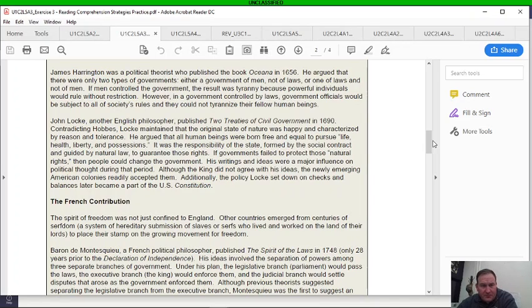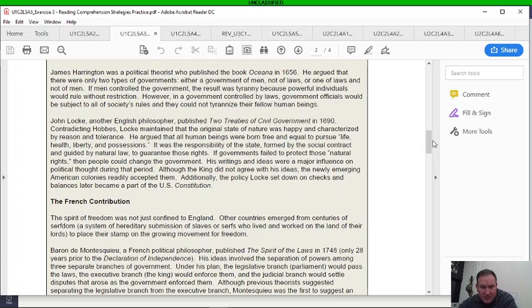John Locke, another English philosopher, published Two Treatises of Civil Government in 1690. Contradicting Hobbes, Locke maintained that the original state of nature was happy and characterized by reason and tolerance. He argued that all human beings were born free and equal to pursue life, health, liberty, and possessions. Sound familiar, guys? Might be able to make a relationship here if we were to use the question and answer relationships piece to the life, liberty, and pursuit of happiness from our own Constitution. Well, the Declaration of Independence.